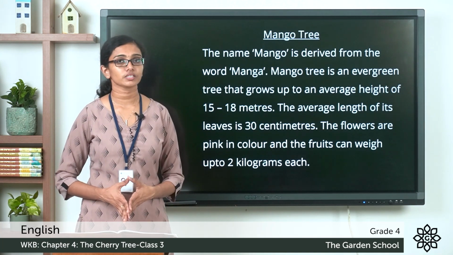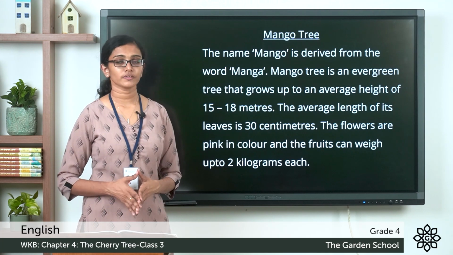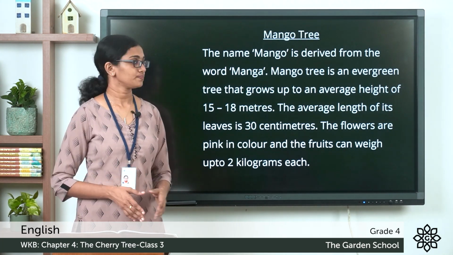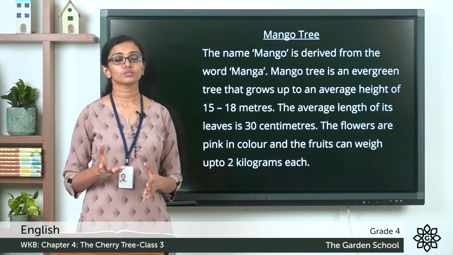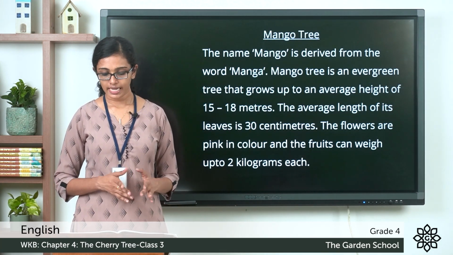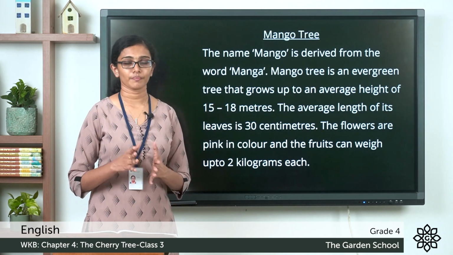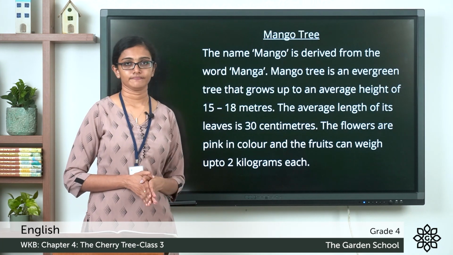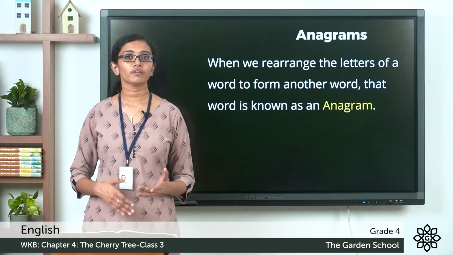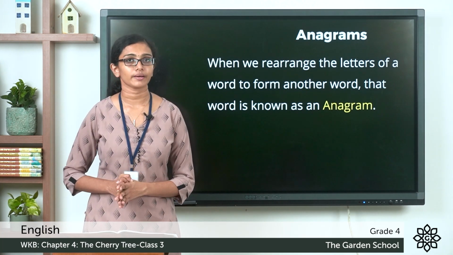Color of the flowers. The flowers are pink in color. So, the color of the flowers is pink. The fruits can weigh up to 2 kilograms each. So, you can write 2 kilograms there. The name is derived from the word. The name mango is derived from the word manga. Clear? Now, before we move on to the next set of exercise, let's learn about anagrams.